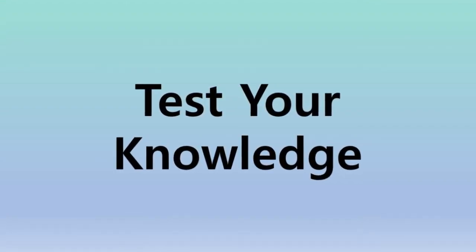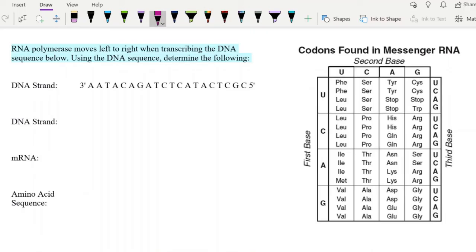Are you now a central dogma expert? Let's put your knowledge to the test. RNA polymerase moves left to right when transcribing the DNA sequence below. Using the DNA sequence, determine the following: the sequence of the other DNA strand, the sequence of the mRNA strand, and the amino acid sequence. Pause the video here.